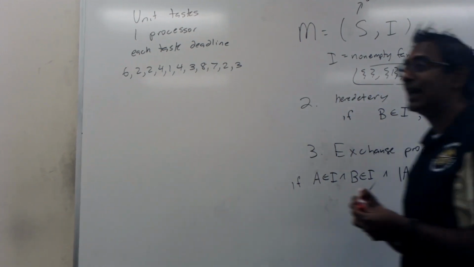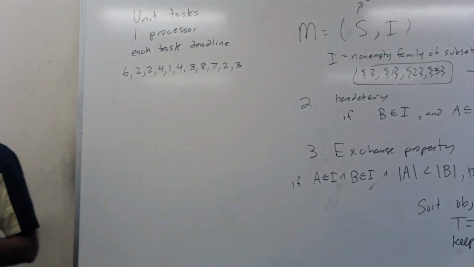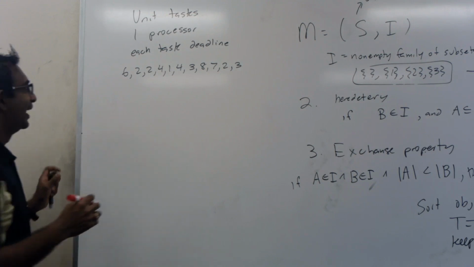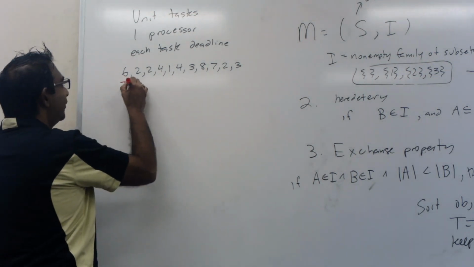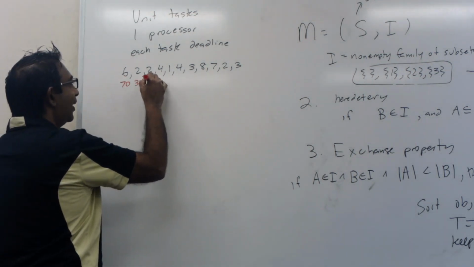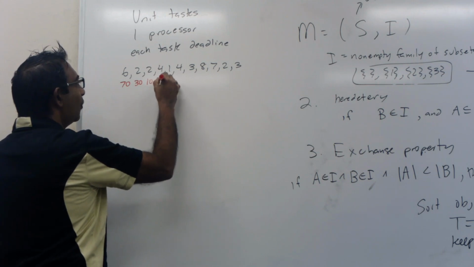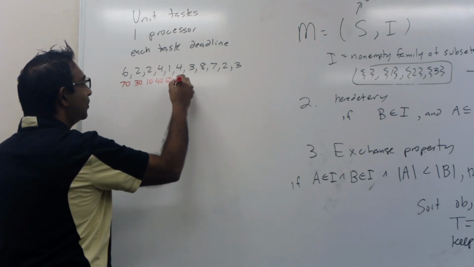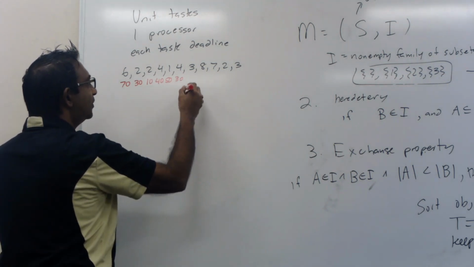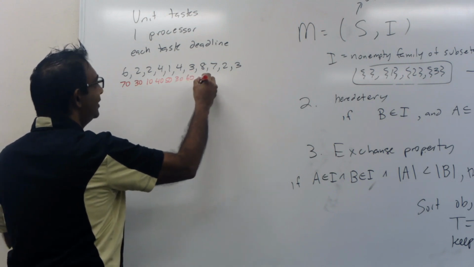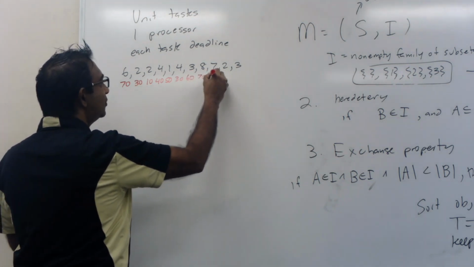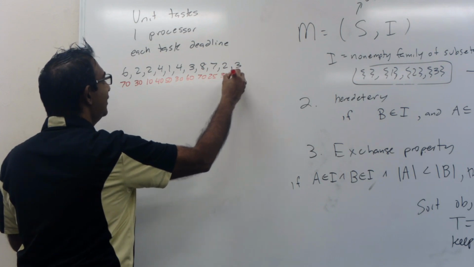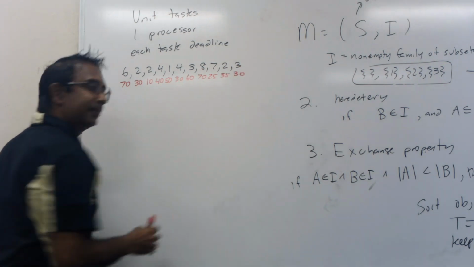And each task has maybe an amount of money that you get for it, right? So let's say I get $70 for finishing this one, 30 for this one, 10 for this one, 40 for this one, 50 for this one, 30 for this one, 60, 70 again, 25, 35, and 30, let's say.